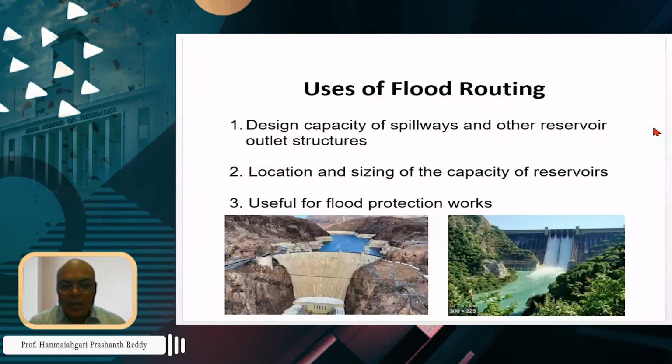It is also useful for flood protection works. Suppose a river does not have any flood protection, but it is inundating a lot of land and we need to provide flood protection structures there. For that, we first need to know the hydrograph at a section some kilometers upstream of where the flood is occurring, and at the place where it is flooding, we will plot the hydrograph.